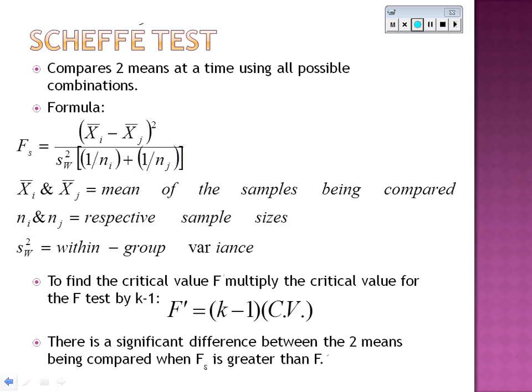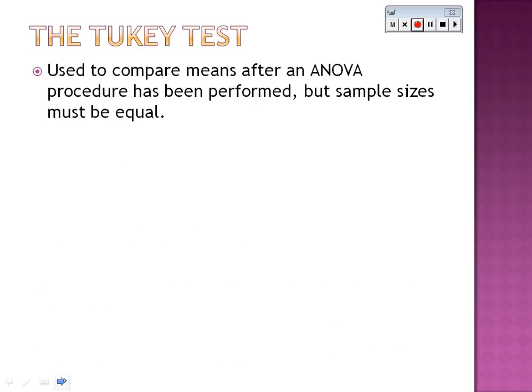There's a significant difference between the two means being compared when the F sub s, which is what we get from the Scheffé test, is greater than the F prime value. So now let's take a look at our previous example. We did reject the null, so we knew that at least one of the means was different. So let's run the Scheffé test and see where in fact the differences lie.